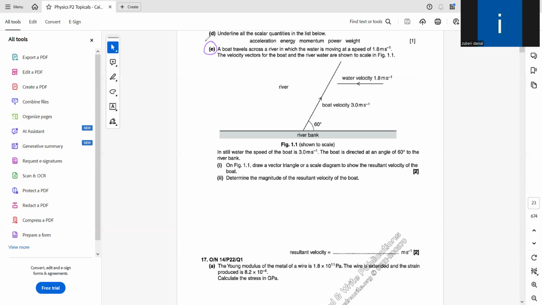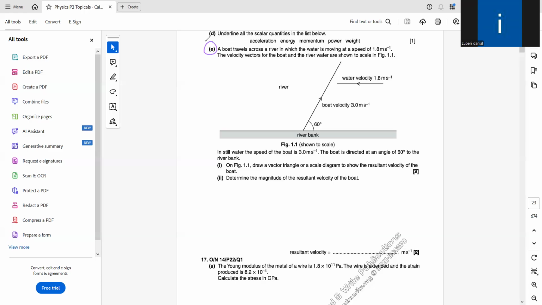Yes, sir. We need to draw a scale diagram, yes? You can, or you can just draw a vector triangle. That doesn't necessitate you to draw a scale diagram. The question basically gives you a choice. If you want to draw a scale diagram, they have provided us with this space. You can just draw a vector triangle. That would be okay.